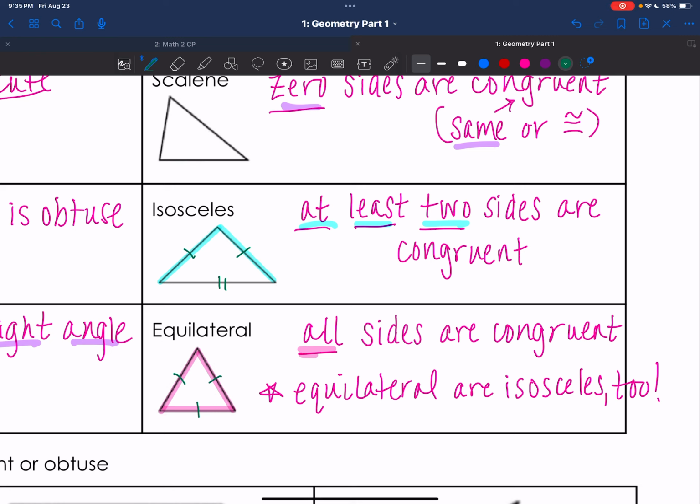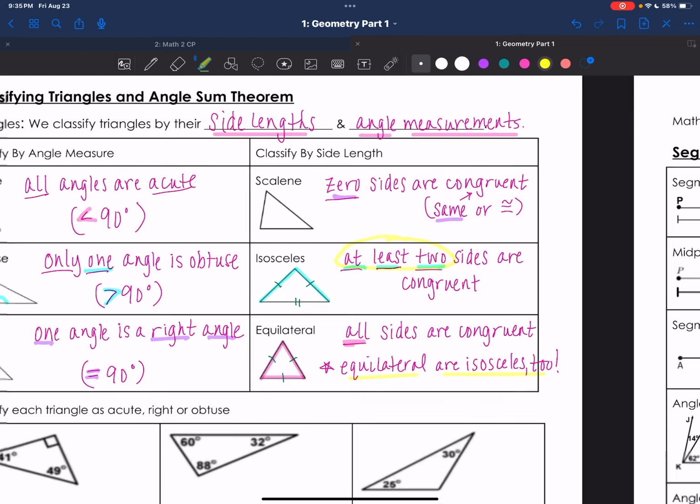Now here's something that's important too. Equilateral can also be isosceles, because here we said at least 2, and an equilateral has 3. So an equilateral could also be an isosceles.